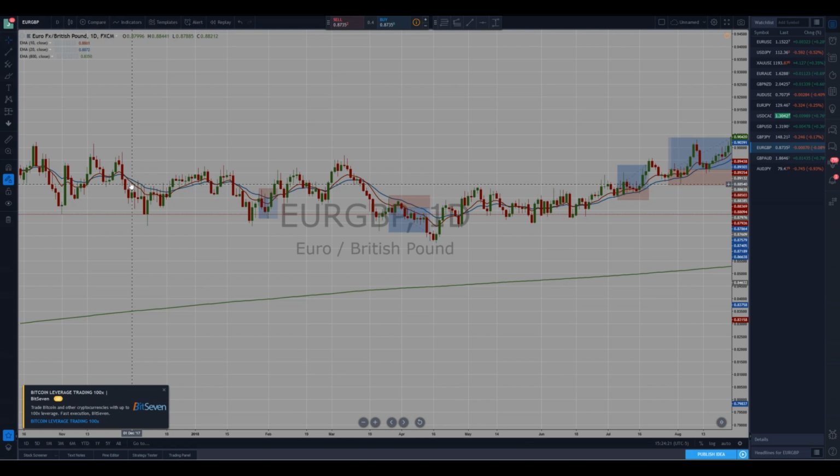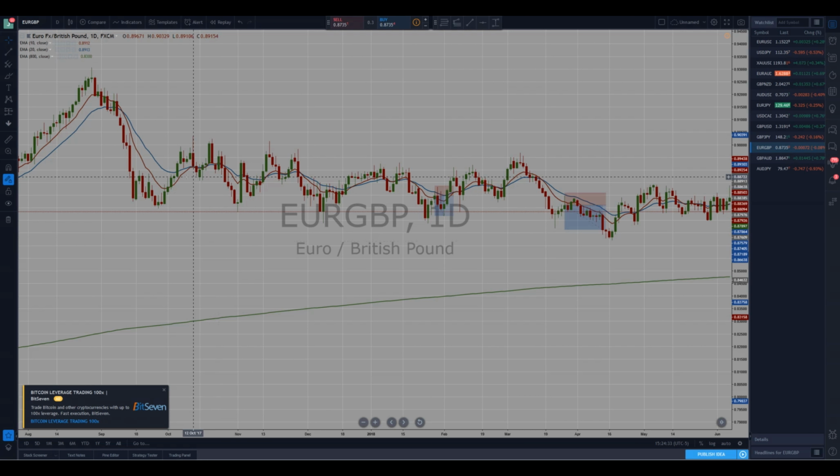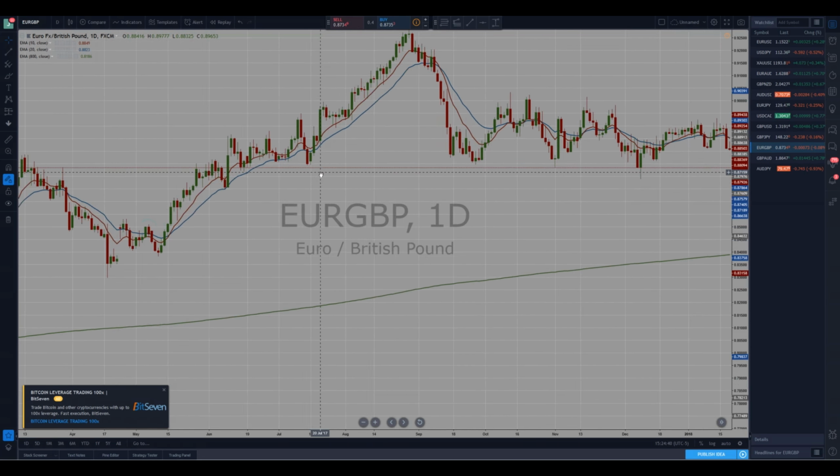Let's see here. None of this is really good for entries. No significant movement right here, even though you do get the EMAs to spread out a little bit, but because there's no real significant movement, I wouldn't enter on any of that. That doesn't touch, so that's not good. Here's a good opportunity though.